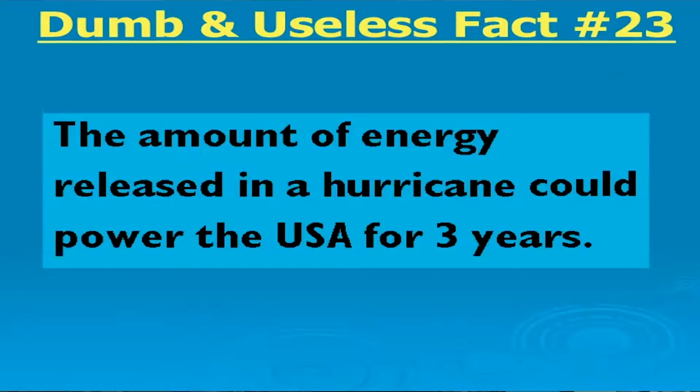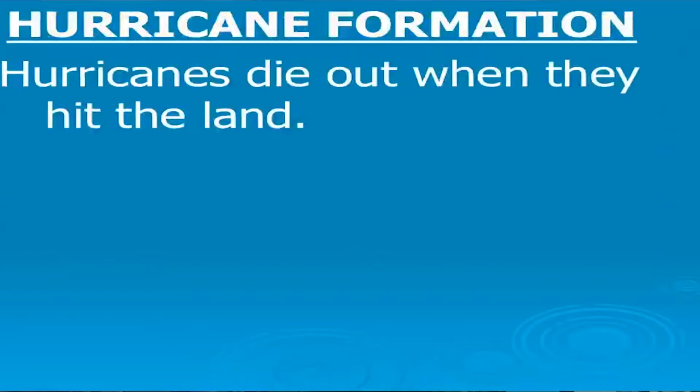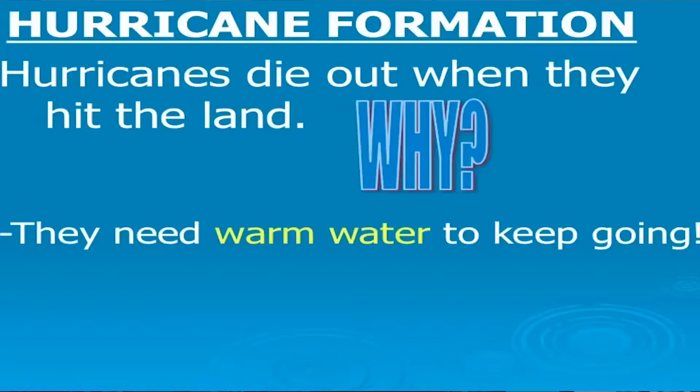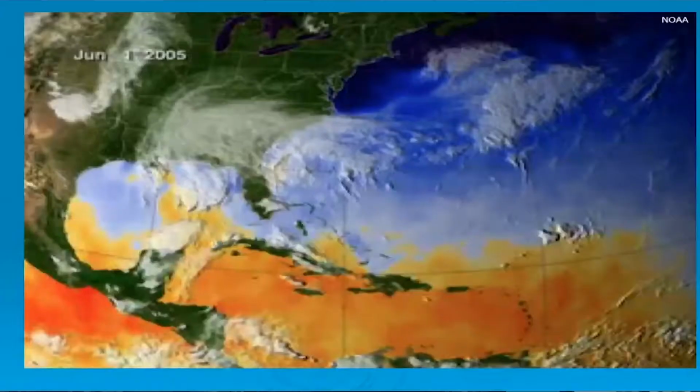There's a lot of energy behind a hurricane, so a dumb and useless fact. If we could harness the amount of energy released in a hurricane, it could power the entire United States for 3 years. Hurricanes die out when they hit the land. Why do you think that is? Well, remember what a hurricane needs. It needs warm water, and there's no water on the land. They need warm water to keep going.